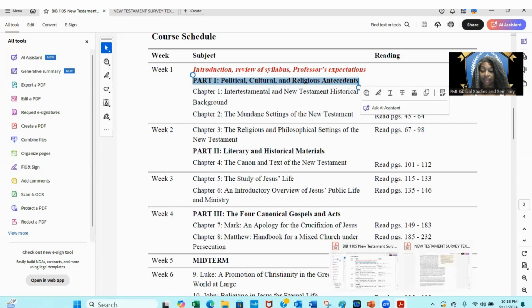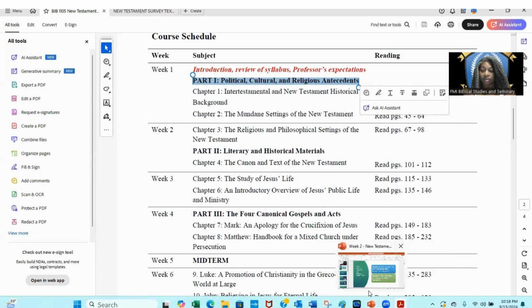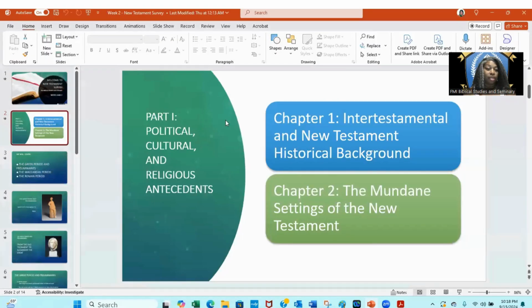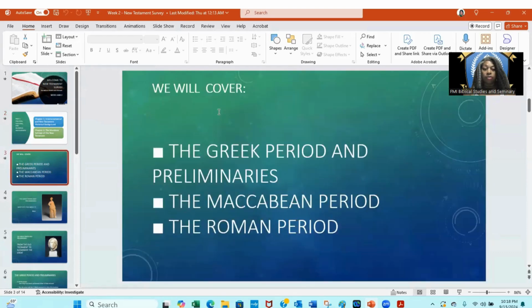and go back to the PowerPoint. So I copied this from the syllabus here. All right, part one, and then we copied the title of chapter one. We copied the title of chapter two. Okay, and then I went back and I copied and talked about what we will cover. The Greek period, right? And again, we got that from the syllabus.